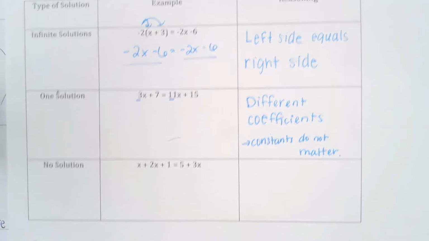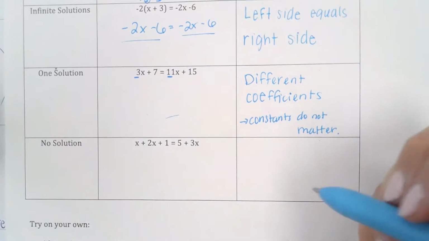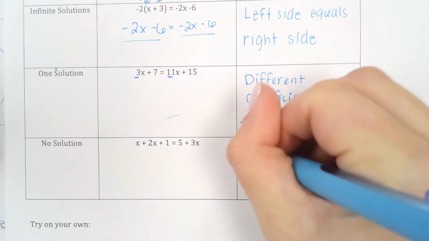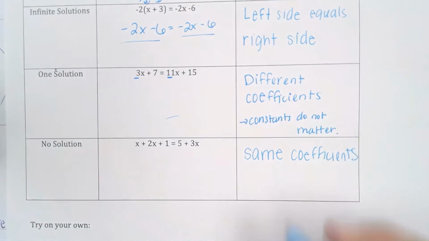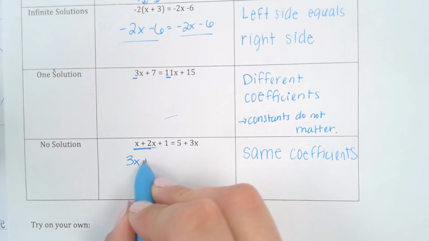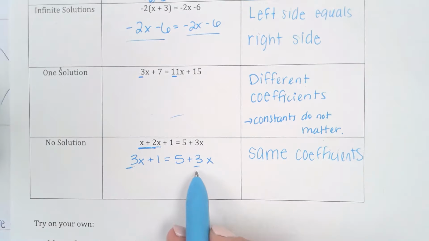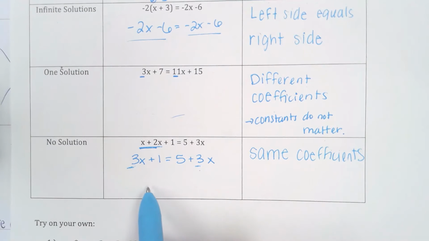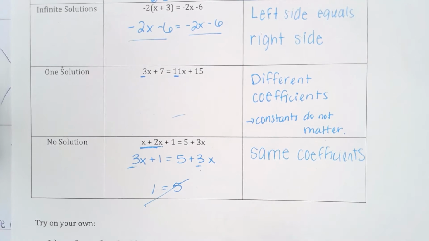The last thing that we're talking about is no solution. If you have no solution, this just means that you have same coefficients. For this example, if I were to combine x plus 2x, that will give me 3x plus 1 equals 5 plus 3x. Notice how I have 3x on both sides. The reason why it's going to give me no solution is because when I subtract the 3x from both sides, I'm just left with 1 equals 5. So is it possible for 1 to equal 5? Nope. So that's why we call it no solution.